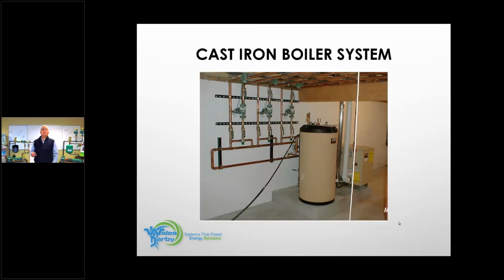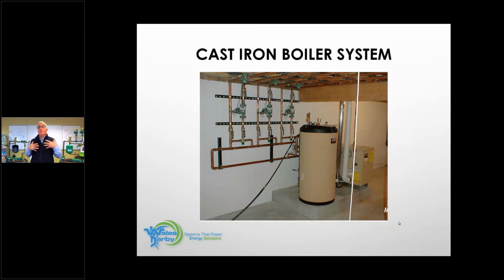All right. So quickly, what's the difference between a cast iron boiler system and a condensing boiler system? Is cast iron really non-negotiable today? Is there really any way we can make these systems better? And we can add outdoor reset to it.